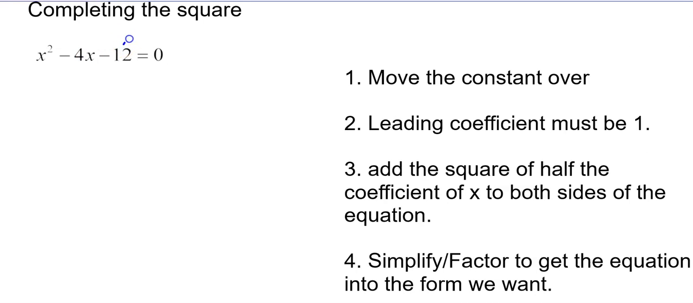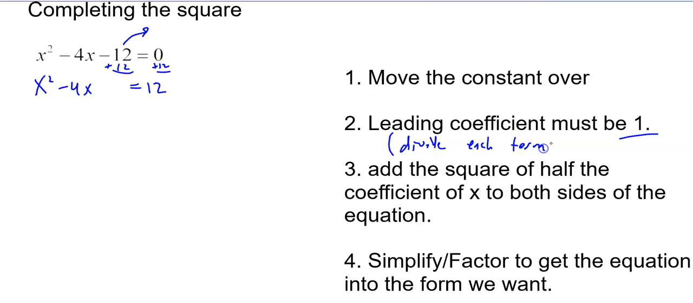So first step, you have to do this. This is very important. Either way you do, always start by, in this case, you want to add 12 to both sides. Right, so x squared minus 4x equals 12. Leading coefficient must be 1. If not, you need to divide each term by the leading coefficient. I call it A sometimes, but by the leading coefficient. In this case, the leading coefficient is 1, so we're cool with that step.